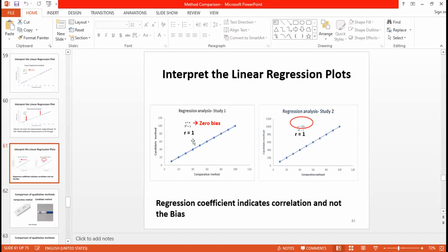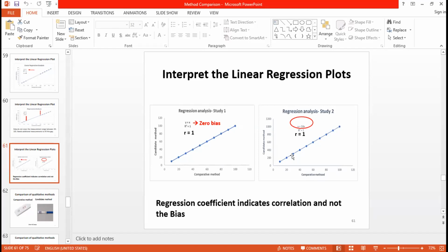Right, you can see two regression plots. They look alike. Now take the left-hand one. Your data points are nicely sitting on the line, and there's an excellent R. And look at the regression equation. Your y equals x, which means a zero bias. So that is a very good study.